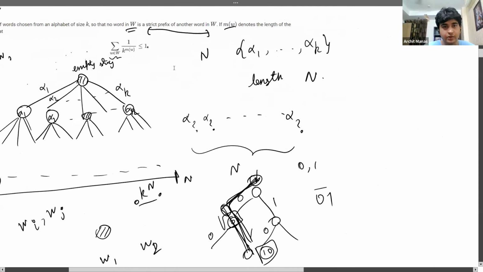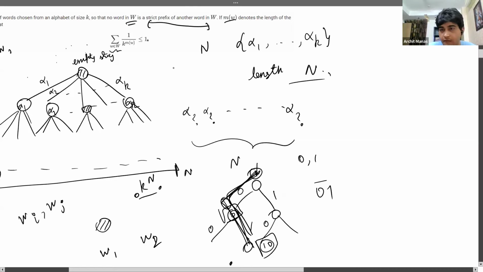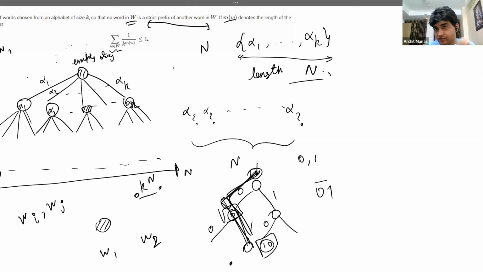And this is very similar in spirit to the expected value idea. Not so much expected value, but something like that. The point is you're just generating a random string of length n with characters in alpha 1 to alpha k. And you're looking at the event that some word of W is a prefix of my string. That is the event, right? And you're trying to estimate the probability of this event.